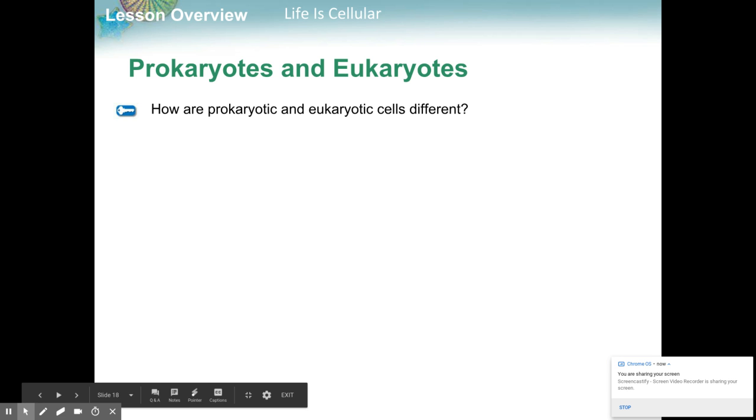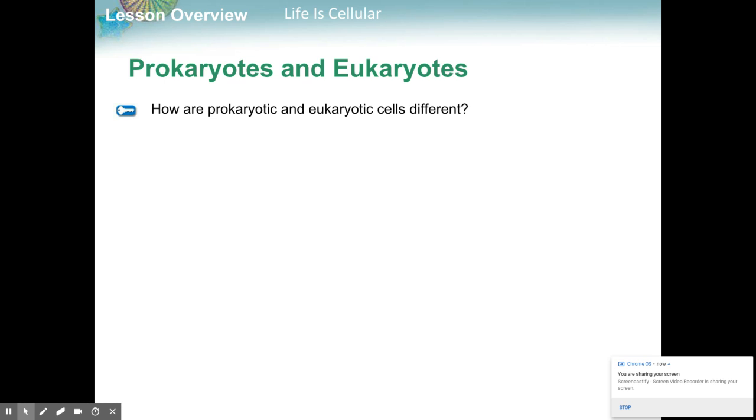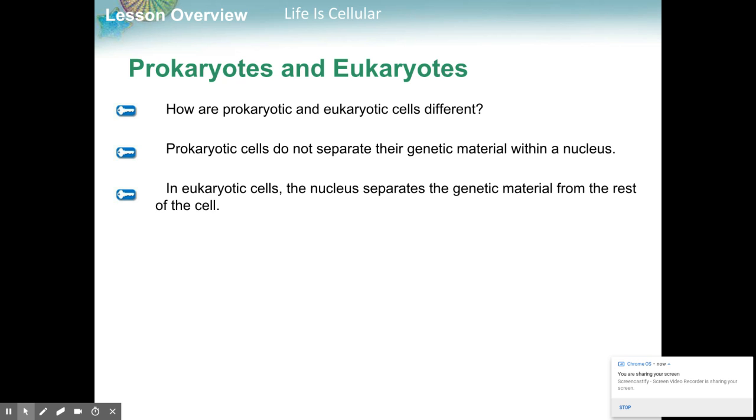Okay, guys, we're going to finish up the lesson for 7.1, Life is Cellular, by talking about prokaryotes and eukaryotes. So we have this question: how are prokaryotic and eukaryotic cells different? Well, prokaryotic cells do not separate their genetic material within a nucleus. That is the primary thing. In eukaryotic cells, the nucleus separates the genetic material from the rest of the cell.